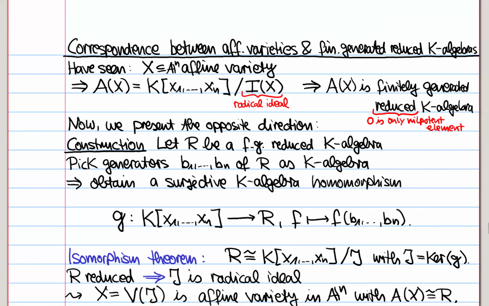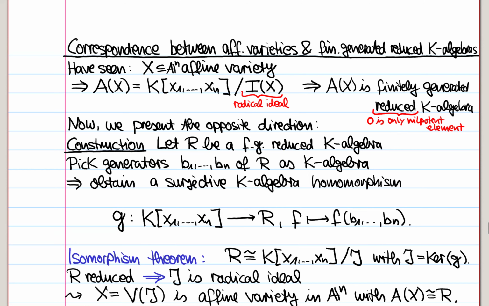In the course so far, we have seen that when X is an affine variety in A^N, then its coordinate ring A(X) can be calculated as the quotient of the polynomial ring by its ideal. And this ideal is a radical ideal. In particular, A(X) is a finitely generated algebra because it's the quotient of such a polynomial ring. And it is reduced, since the ideal is radical, and reduced means 0 is the only nilpotent element. So as an upshot, an affine variety X gave us a finitely generated reduced K-algebra.